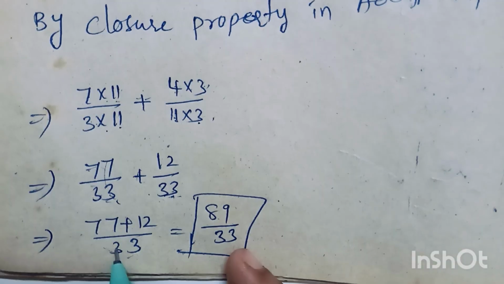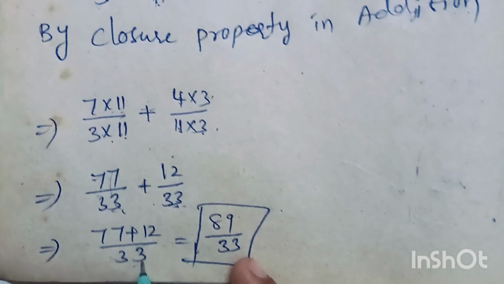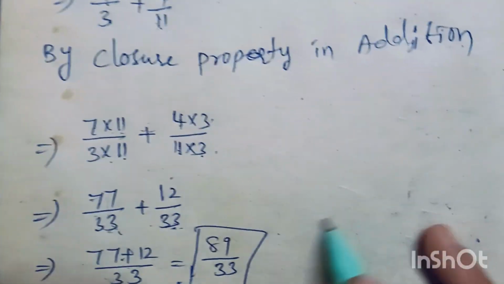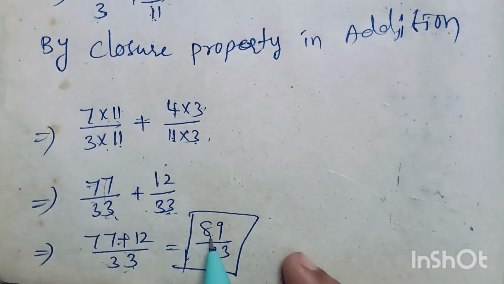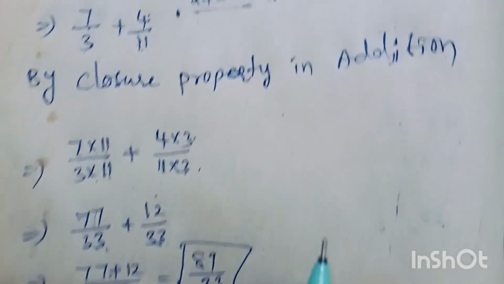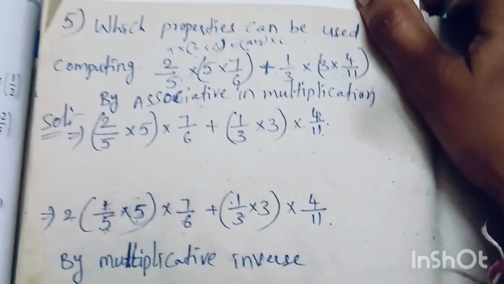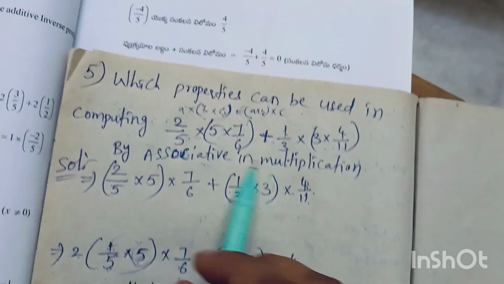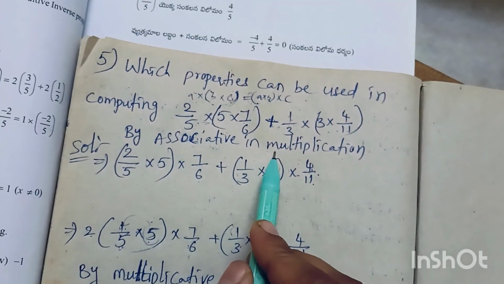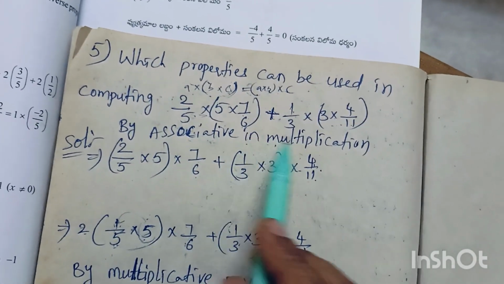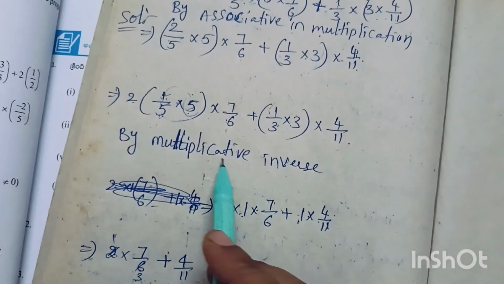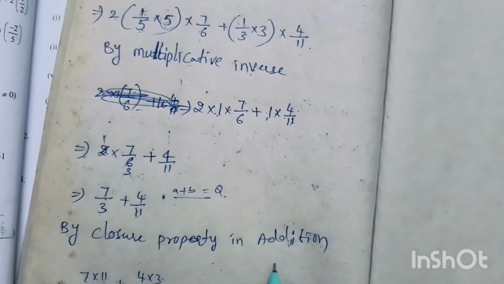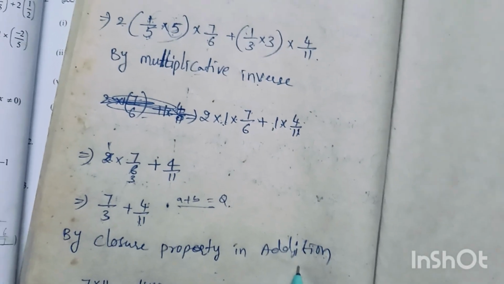numerators addition. So divided by 33 and 77 plus 12. So what is the number? 77 plus 12, that is 89 by 33. This is our answer. And now which properties did we use in this solution? Associative property, associative law in multiplication, multiplicative inverse, closure property in addition.